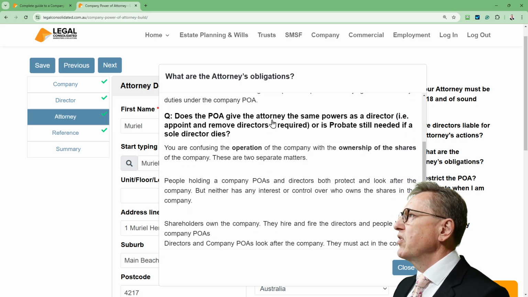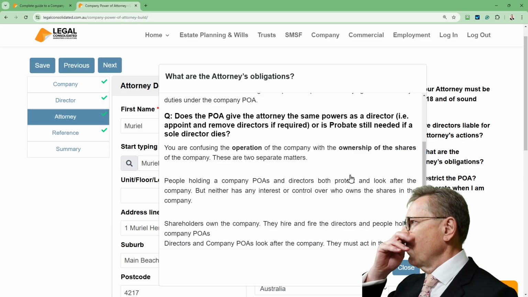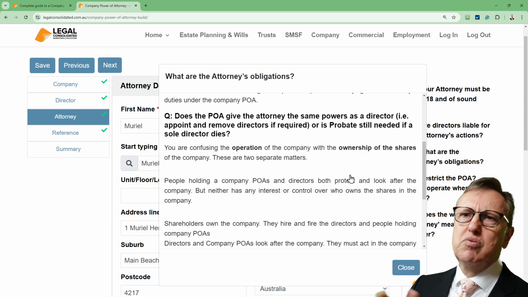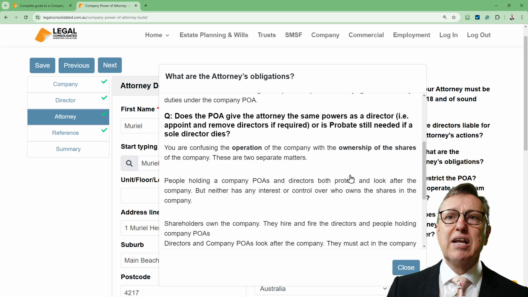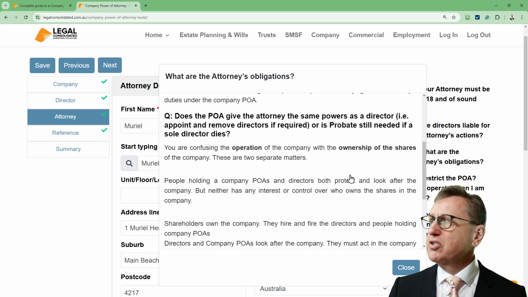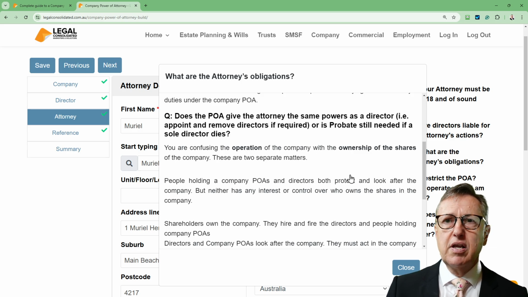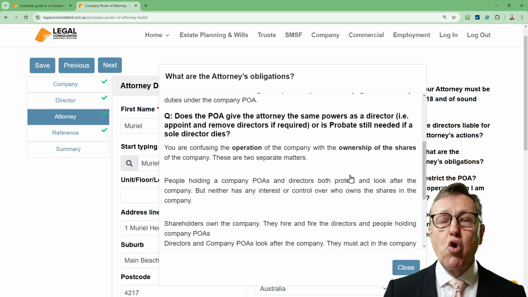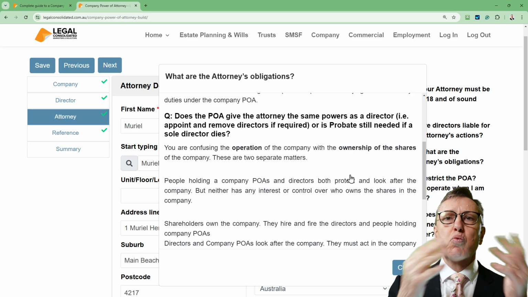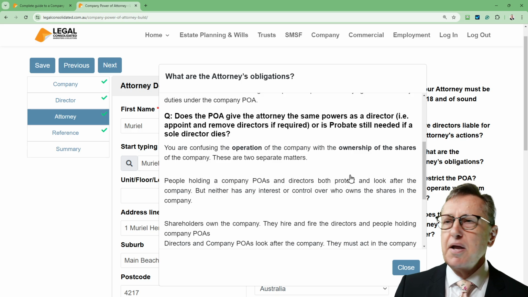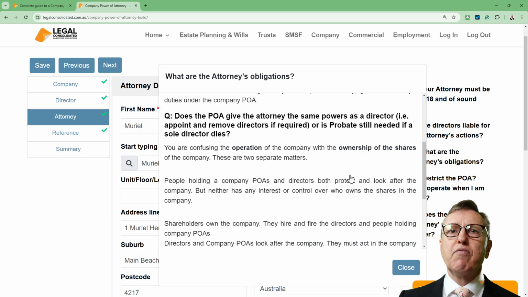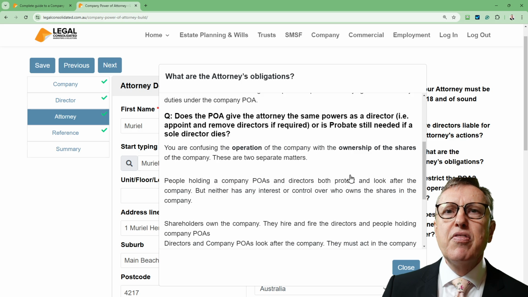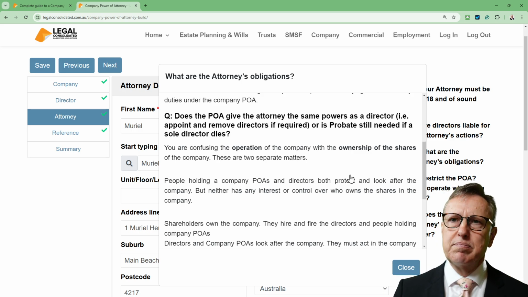Does the power of attorney give the attorney the same powers as the director? No. This question is wrong. The director has powers under legislation, the second biggest piece of legislation in Australia after the Income Tax Assessment Act, and that is the Corporations Act. The Corporations Act sets all the rules out for directors. But a company power of attorney is a creature of common law, of English law going over thousands of years, well, over 1,000 years.